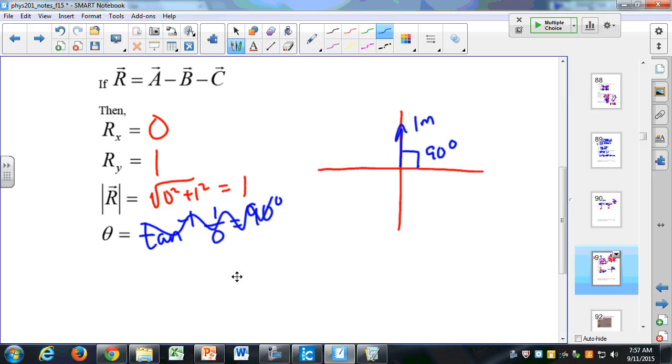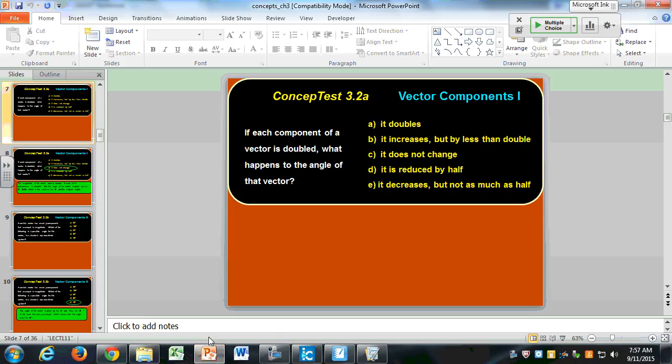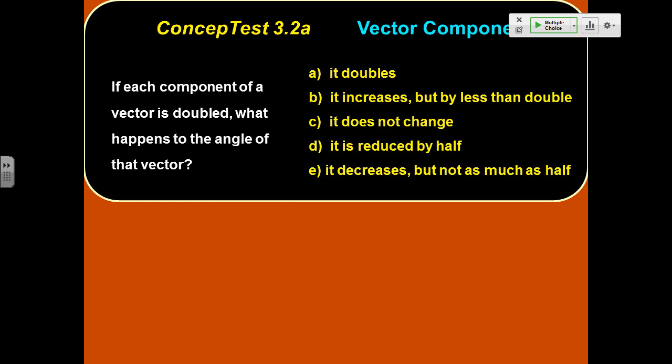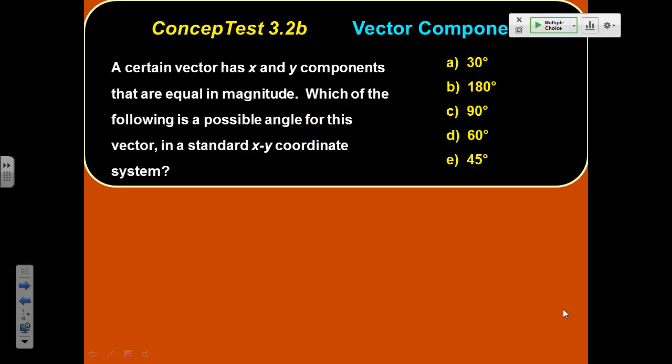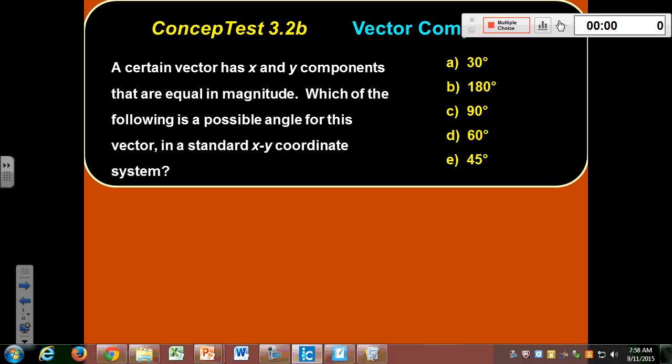All right, let's try a few clicker questions. I think we left off here. Did we do this one, 3.2a? Yes, we did do it, right? So if I double both components, it does not change. It makes like two similar triangles. A certain vector has x and y components that are equal in magnitude. Which of the following is a possible angle for this vector?